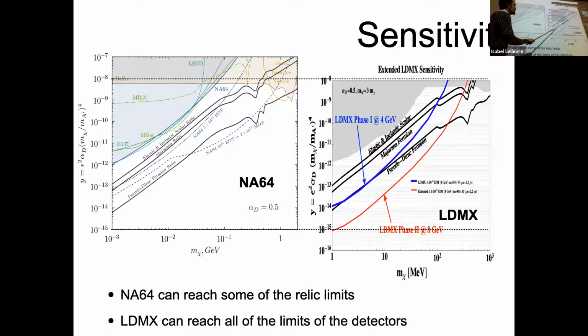Here are your same relic lines as here. The result with the first phase of running is this blue line, so you can cover the relics here. And if you add, I think, another factor of 10 of data, you can very well cover these regions. So you can probe down to really small couplings. These experiments are ongoing. NA64 is up and running, so you should get excited when you hear results from these.